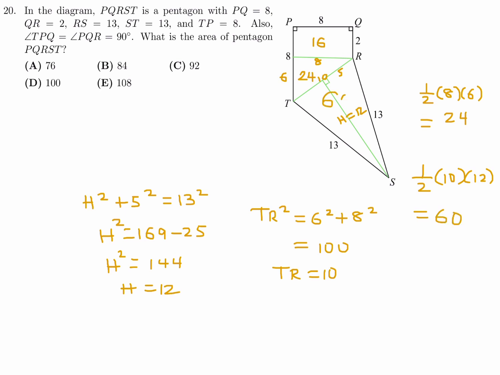So this is 60. So the total area looks like this: 16, plus that 24, plus that 60, and that is equal to 100. And therefore number 20, the answer is D.